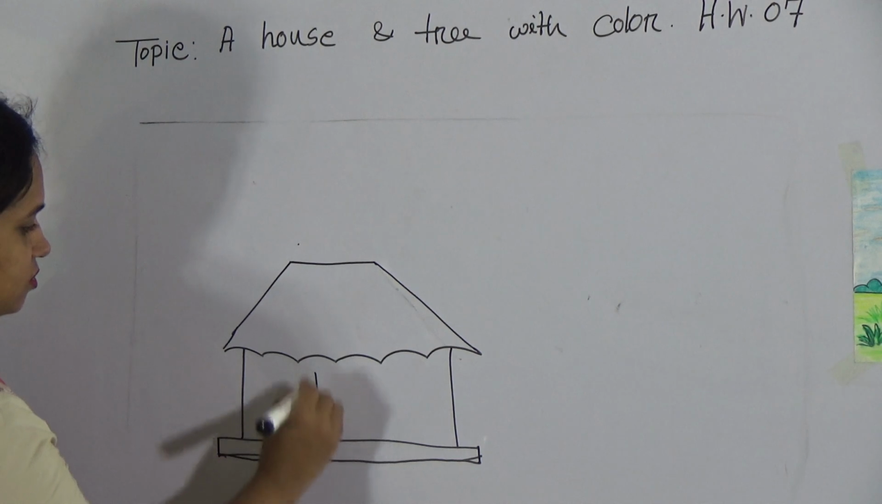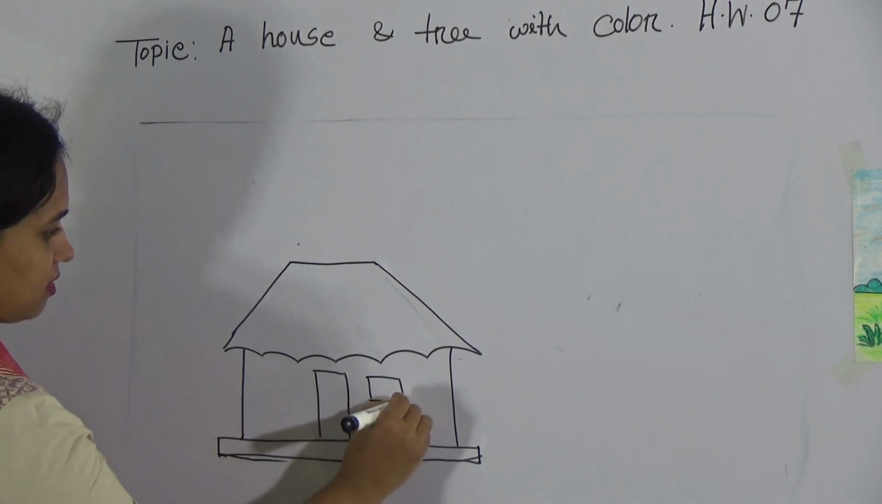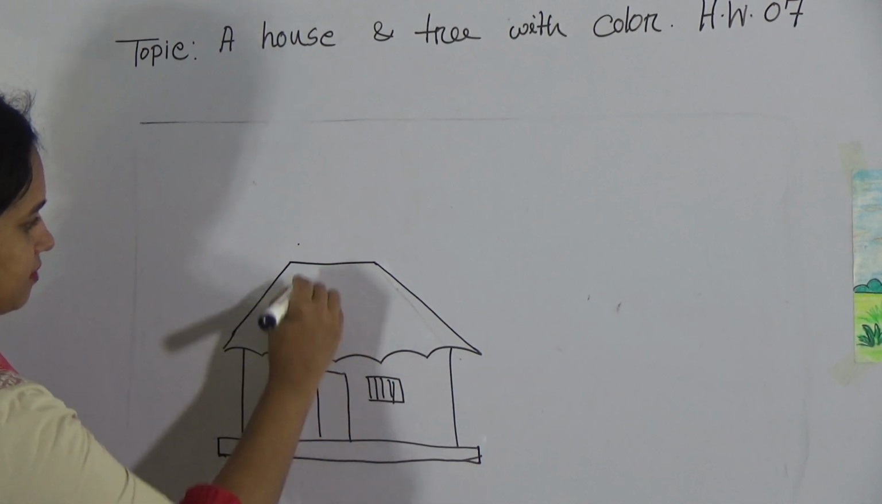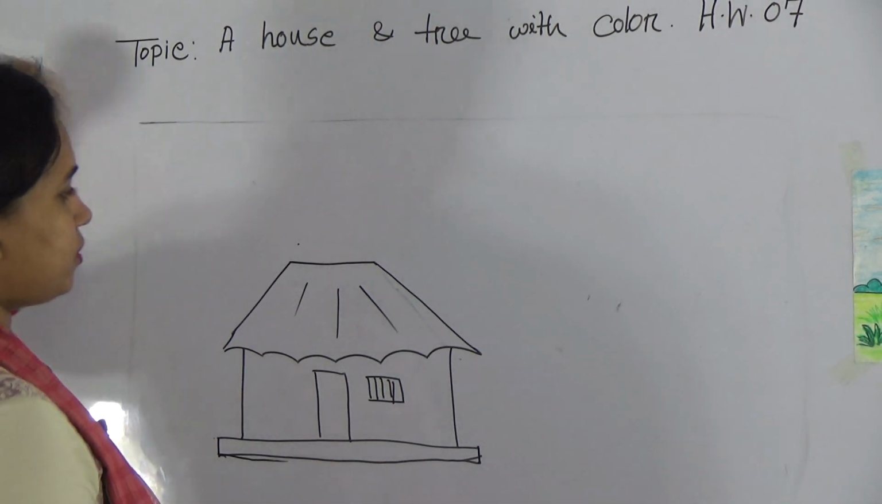Then give a door and give a window. And house and tree. Now we will draw a tree.